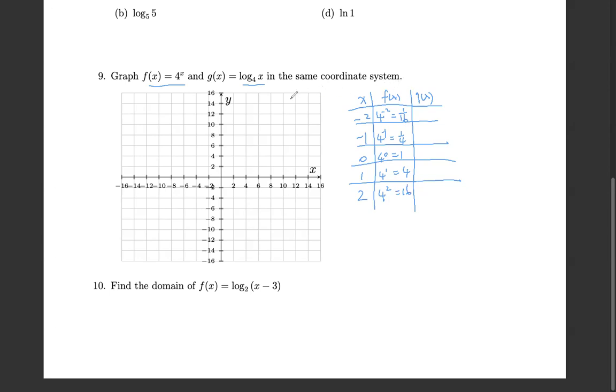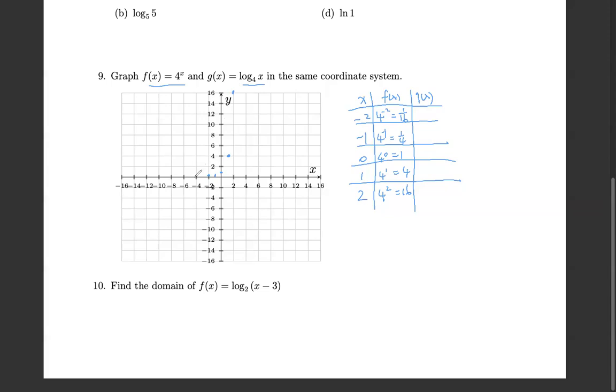Well, let's graph f. So negative 2, 1 over 16. Negative 2 here, 1 over 16, very small, very close to the x-axis. We have negative 1, 1/4, also very small, somewhere here. And 0, 1, somewhere here. Then we have 1, 4, and then 2, 16.